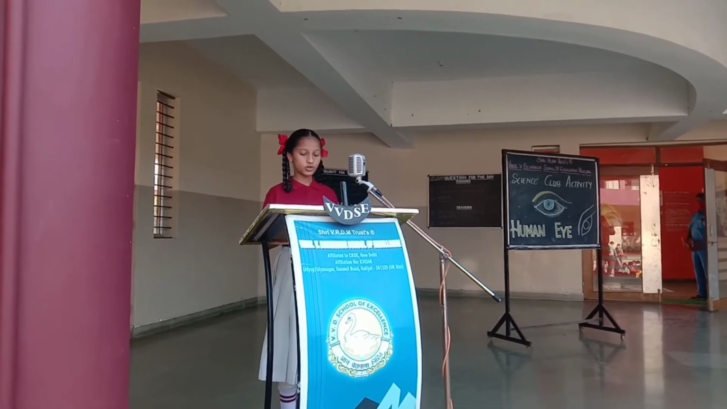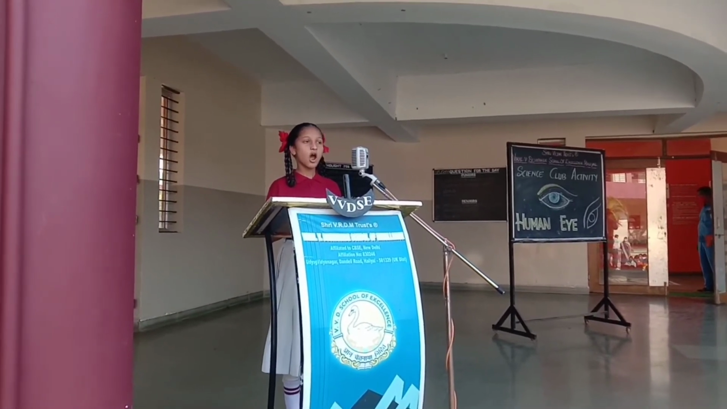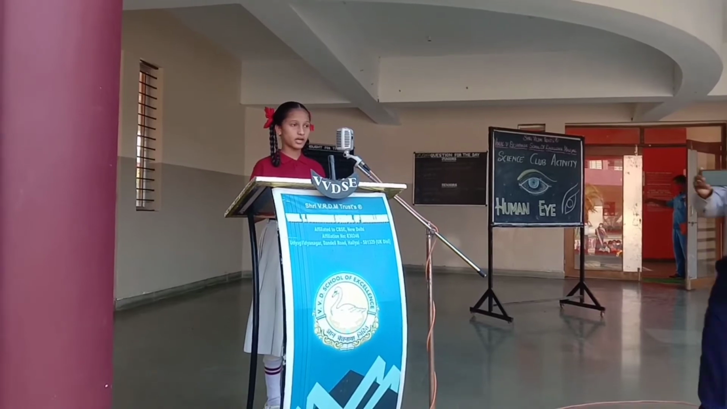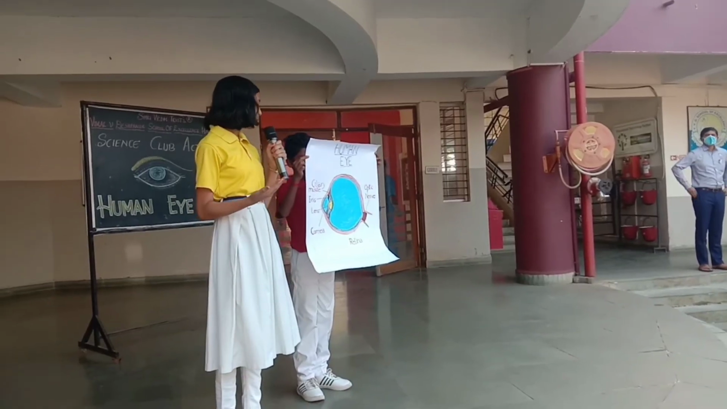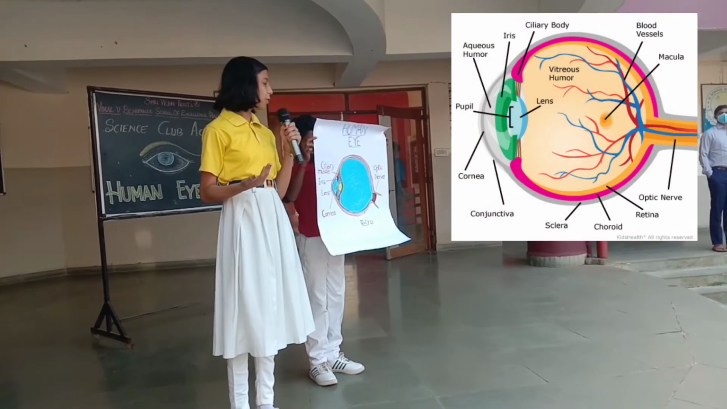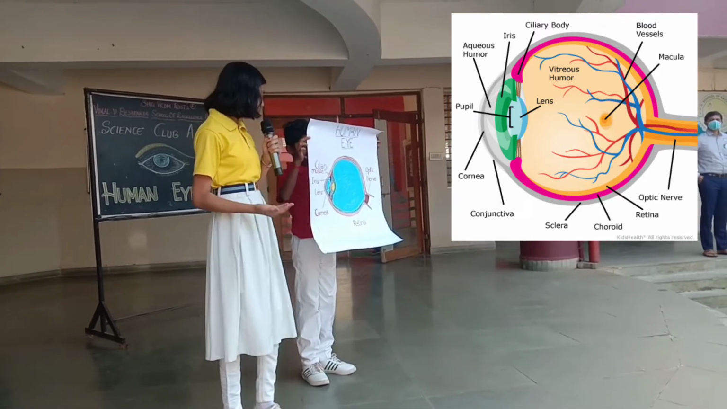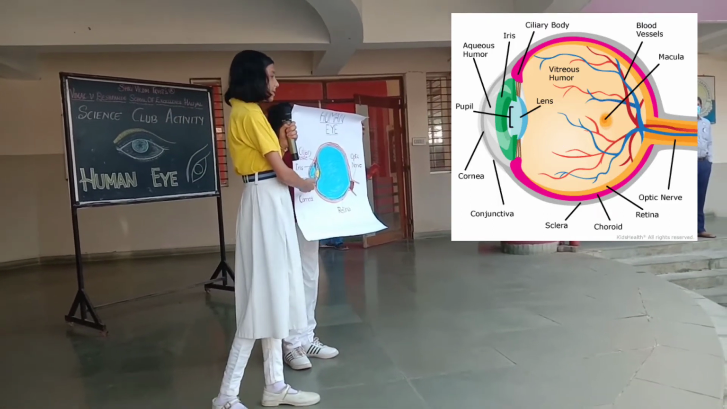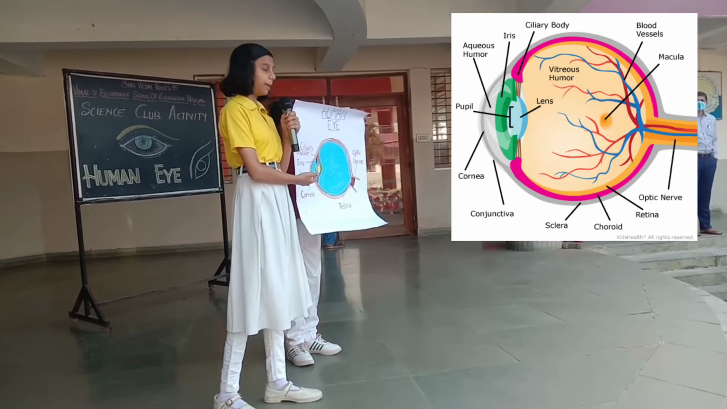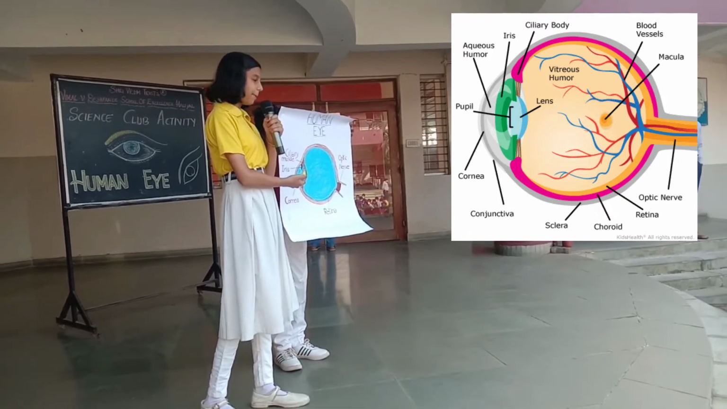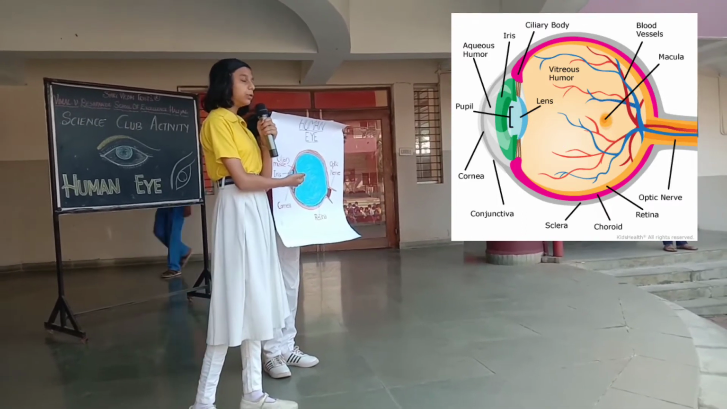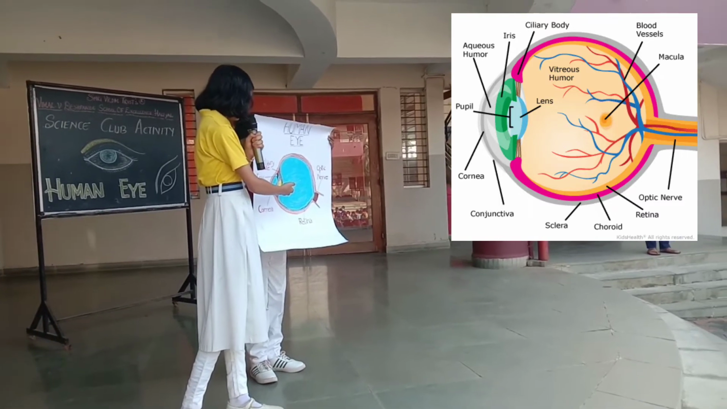Now my friend Sonal is here to give some information about the structure and functioning of the human eye. I would like to explain the functioning and parts of the human eye, starting from the cornea. It is the outermost covering of the human eye and works as a camera lens. It is the window through which the light gets into our eyes.